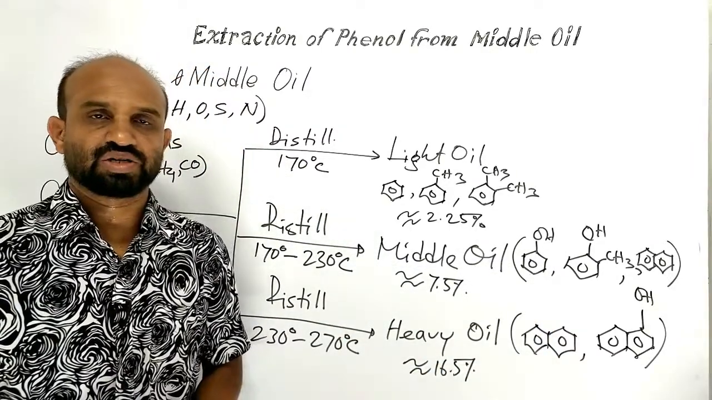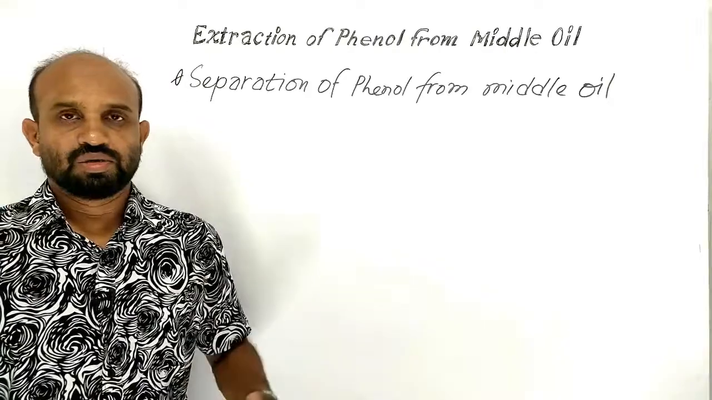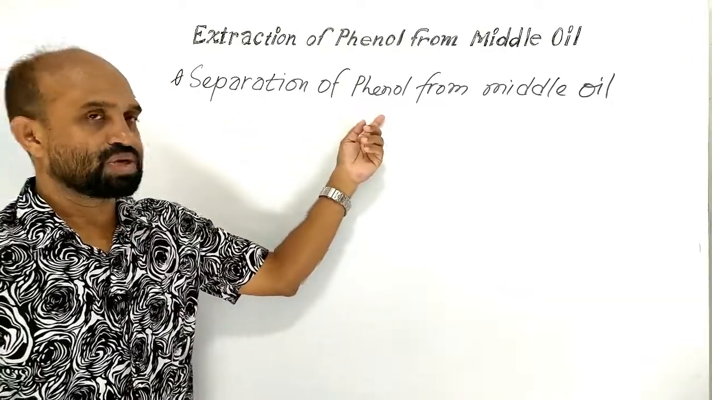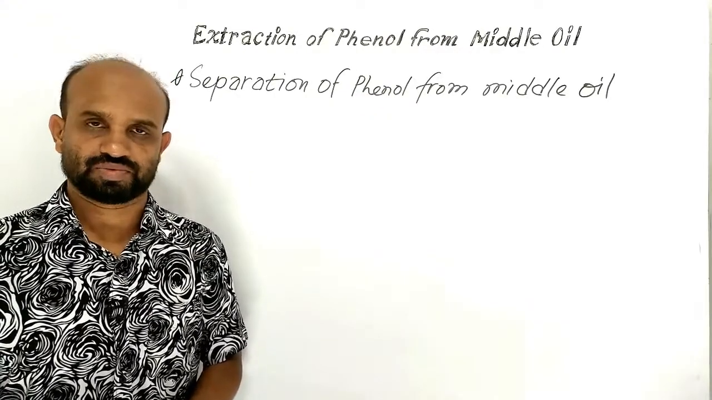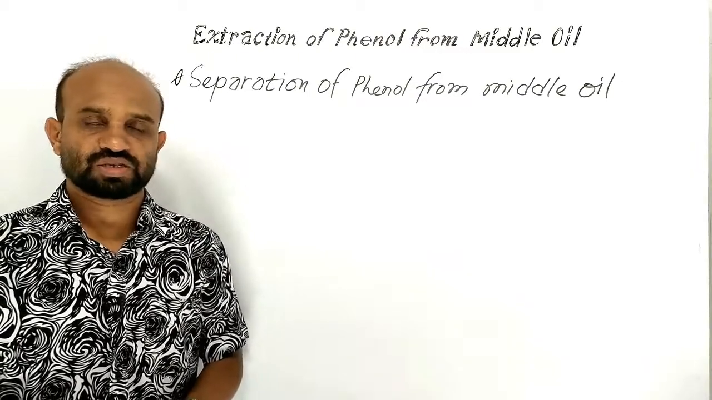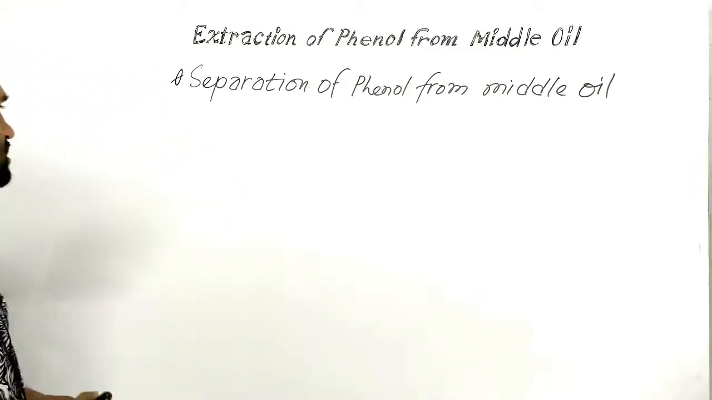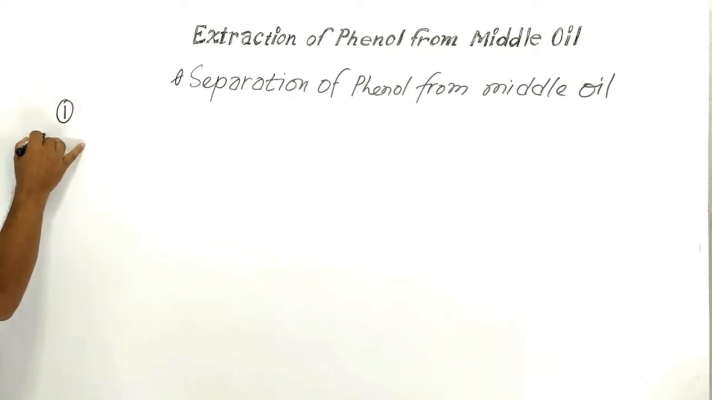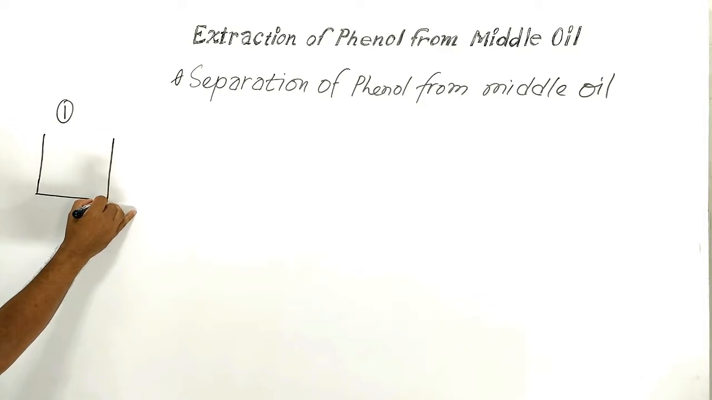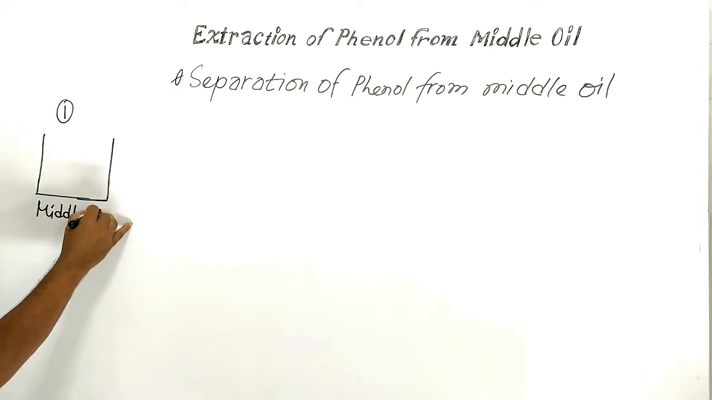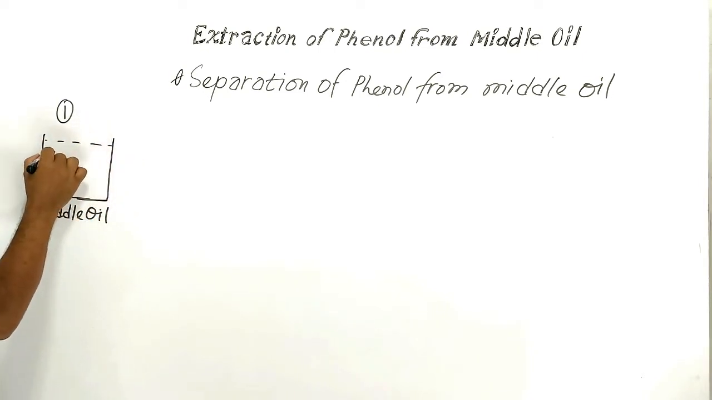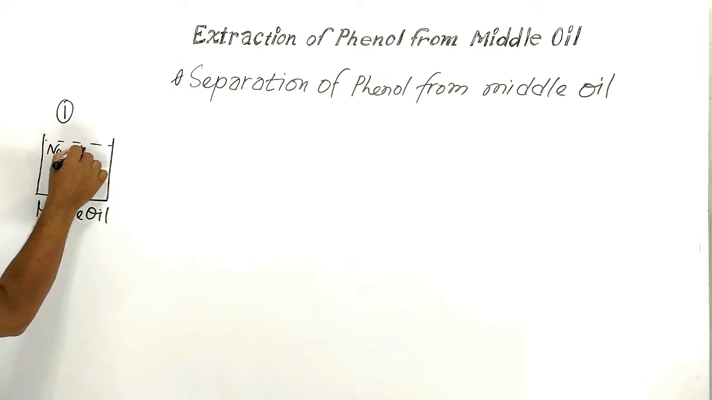Now let's see separation of phenol from middle oil. Middle oil contains phenol, cresol, and naphthalene. Let's see the extraction process step by step. Step 1. In a vessel, middle oil is taken that contains naphthalene, cresol, and phenol.